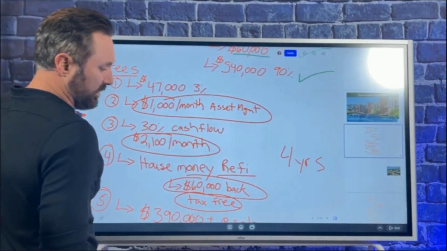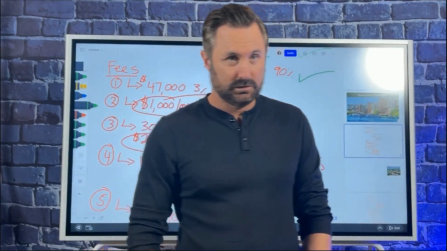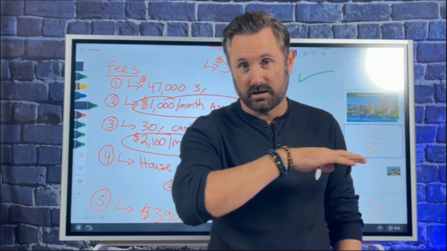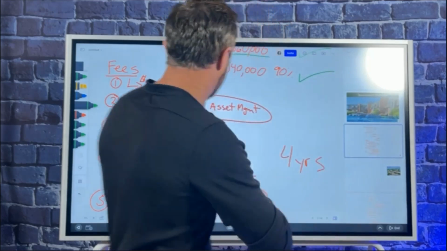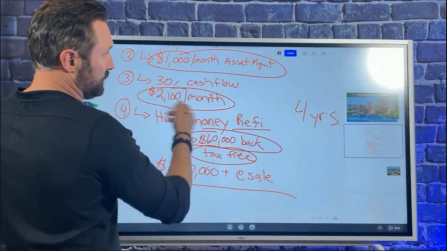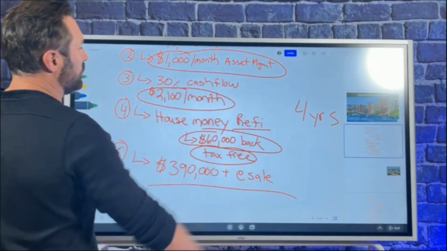Now I'm making about $1,000 a month on top of that as an asset manager on the deal. That's $12,000 a year. Within 1 year, I've already got all my money back, 100%. Now we're playing with house money. That doesn't even include my 30%. Remember we talked about splits? 30%, that's another $2,100 a month.